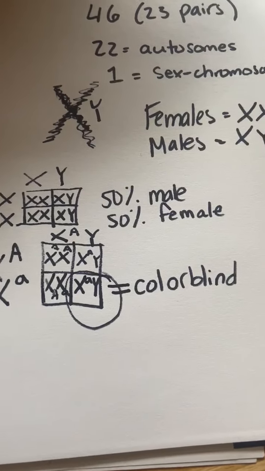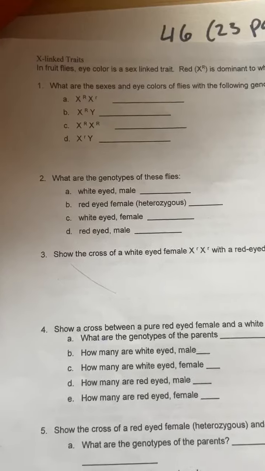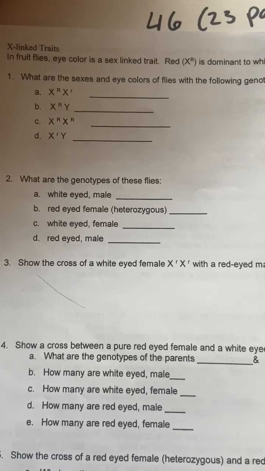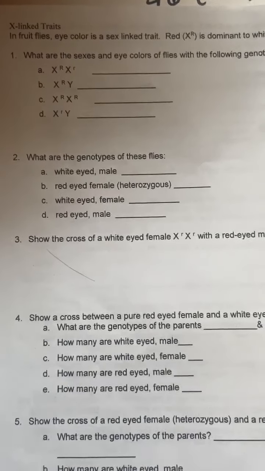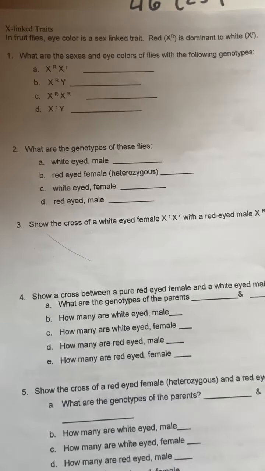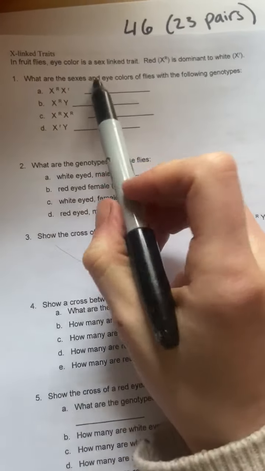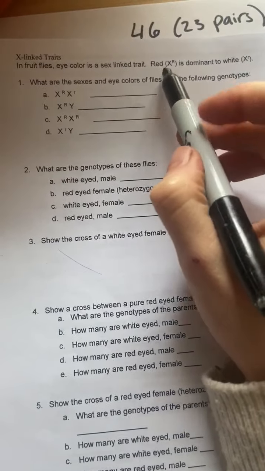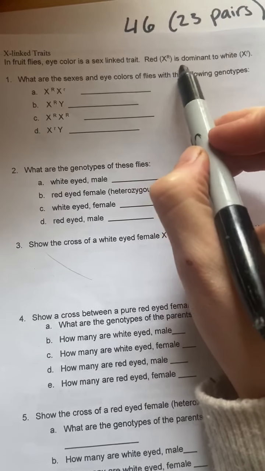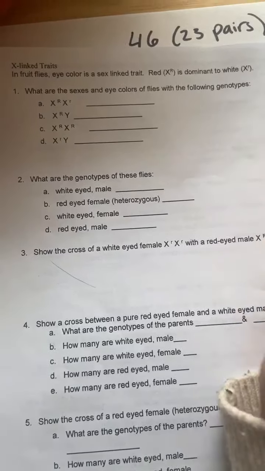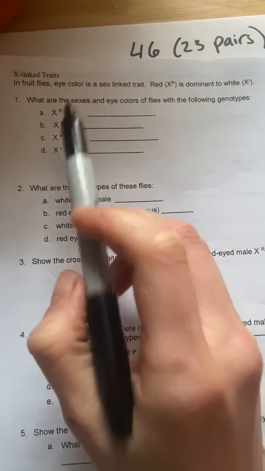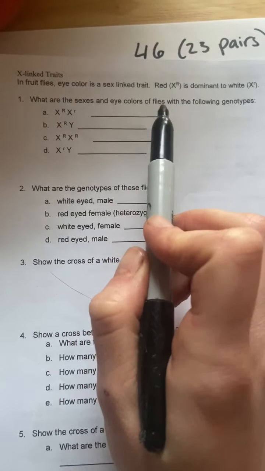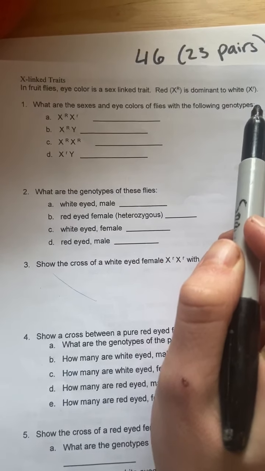So on this page here, we have all sorts of examples of these X-linked traits. Some sex-linked traits are on the Y chromosome, but we deal a lot more with them on the X chromosome because it's just bigger. So here's an example. In fruit flies, eye color is a sex-linked trait. Red, X with a capital R, is dominant to white, X with a lowercase r. So what are the sexes and eye colors of flies with the following genotypes?